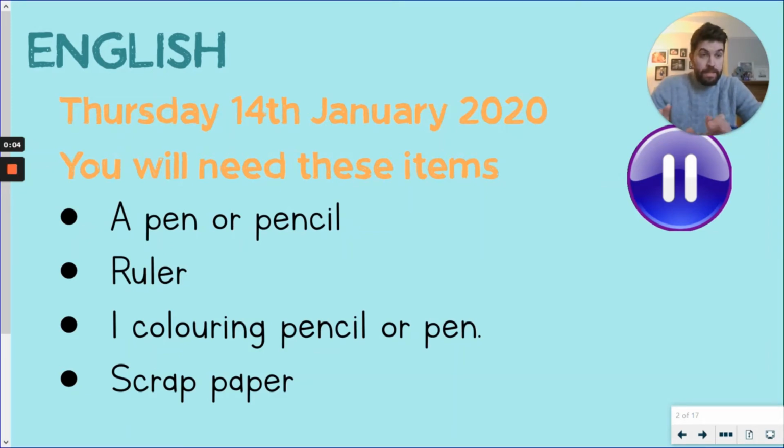Here we go. Today you're going to need a pen and pencil, a ruler, you will need a colouring pen or colouring pencil, whichever is fine, and you might want some scrap paper. So pause the video here if you need to go and get those things. Okay, now that we're back, let's have a look at today's lesson.